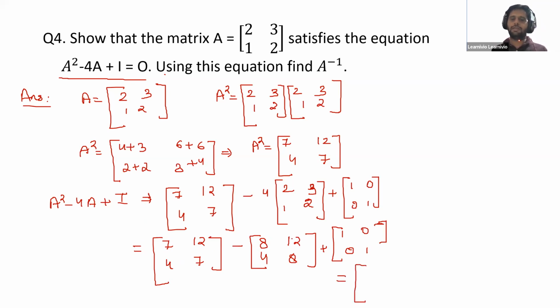Now 7 minus 8 is minus 1, minus 1 is 0. 12 minus 12 is 0. 4 minus 4 is 0. 7 minus 8 is minus 1, plus 1 is 0. This is equal to null matrix. Abdur, this is clear?